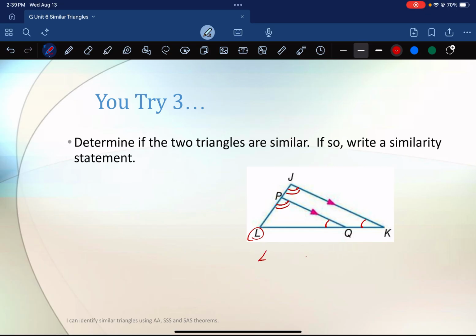Let's go big triangle first. So angle K congruent to angle Q. We got angle J congruent to angle P. Then angle L is congruent to angle L. So we definitely have angle, angle. So the statement is JKL similar to, J goes with P, K matches Q, and L matches L.